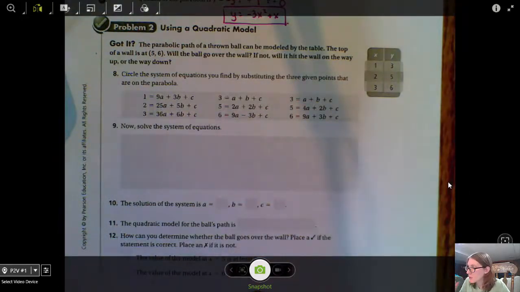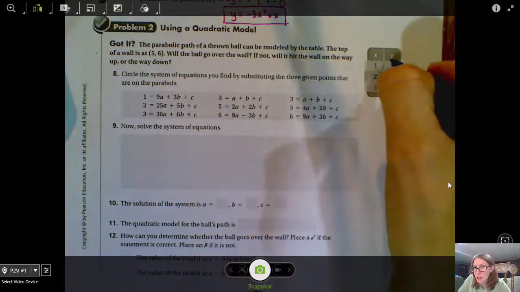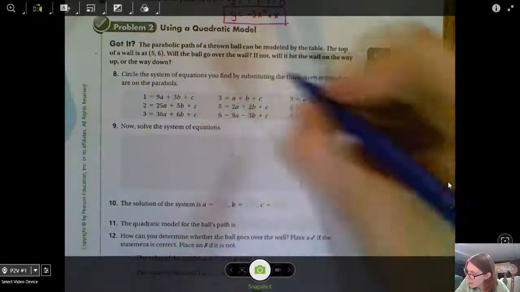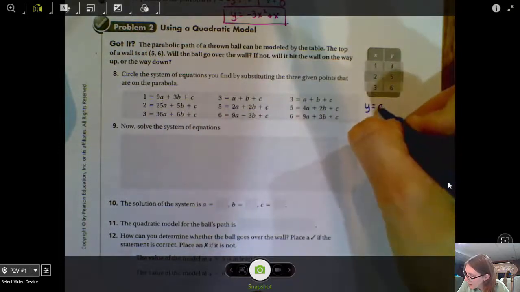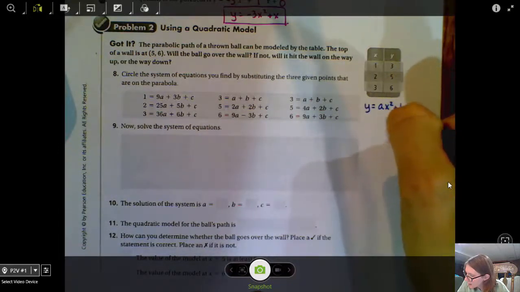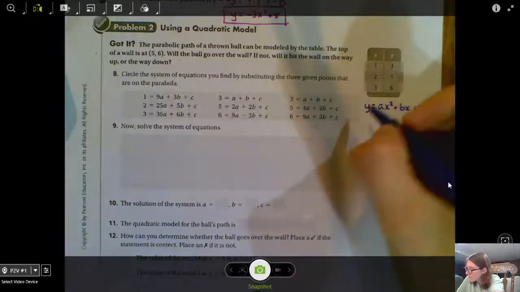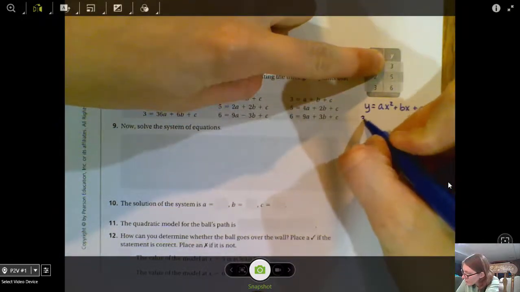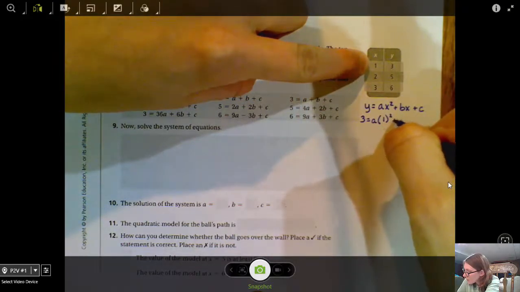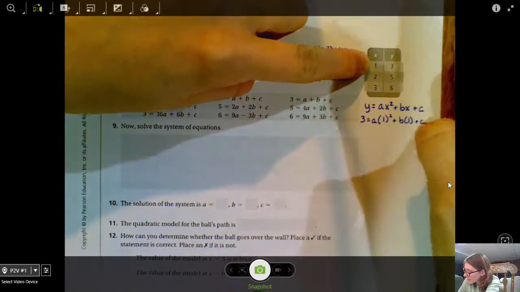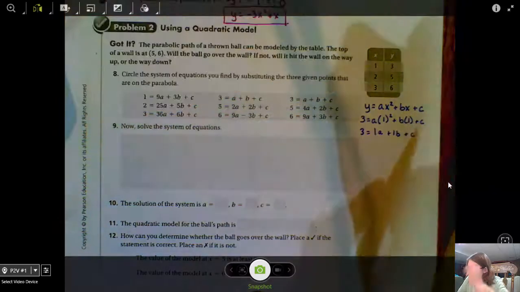Circle the system of equations you find by substituting our 3 given points that are on the parabola. And keep in mind that to find my equation of my parabola in standard form, I plug each point, each x and y value, into my standard form, y equals ax squared plus bx plus c. So just looking at what I would get after I plug this first point in, this 3 is my y value, equals a times, keep in mind this is x, plus b times 1 plus c. I'd get 3 equals 1a plus 1b plus c.